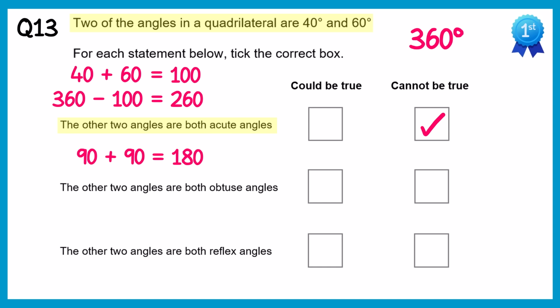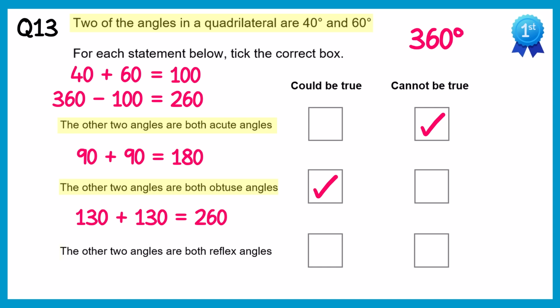For the second statement, it says the two angles are both obtuse angles. An obtuse angle is an angle between 90 and 180. Now this one is possible, for example, if both of them were 130. If you add those together, you get 260, which is what we're after. So this one could be true.